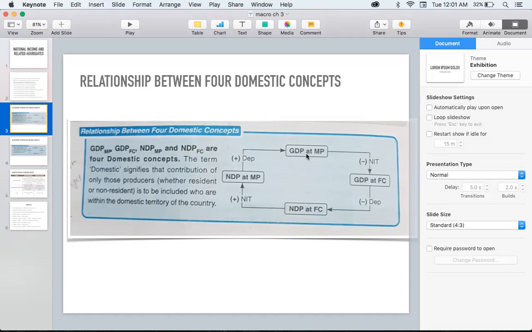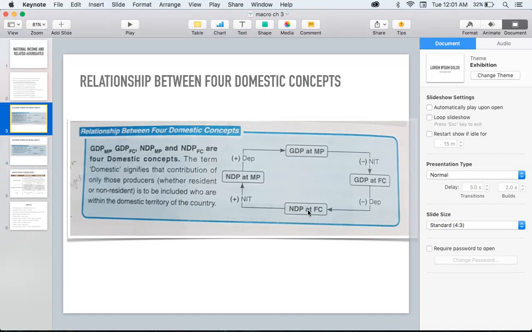From gross domestic product, subtracting the net indirect tax, I am getting GDP at FC. From GDP at FC, I'm subtracting the depreciation, I'm getting NDP at FC. So this MP I have changed to FC by subtracting net indirect tax, and this gross I'm changing to net by subtracting the depreciation. If this part is clear for you, the opposite of this part is like that.